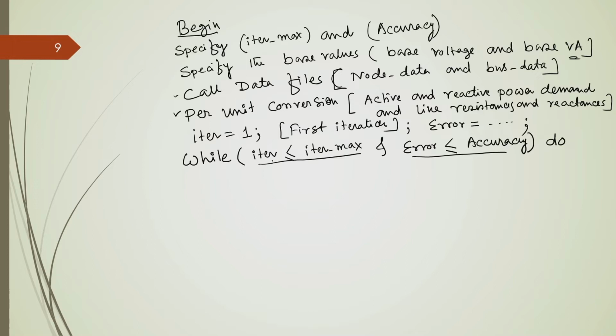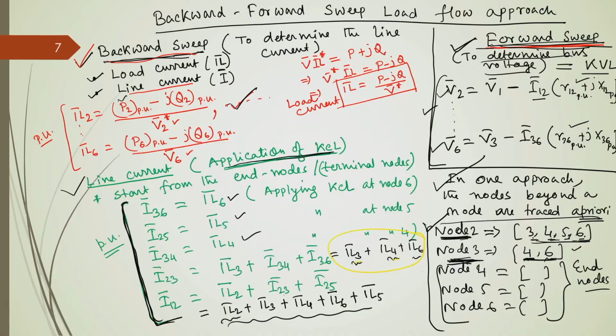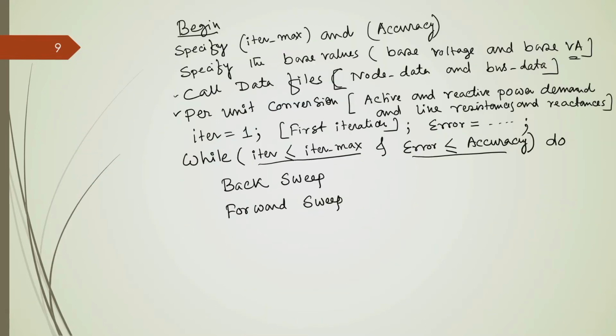So, what is the next procedure? First procedure is backward sweep. Next procedure is forward sweep. So, if this condition is satisfied, you do this operation. This backward sweep is to determine the line current, and forward sweep is to determine the bus voltages.